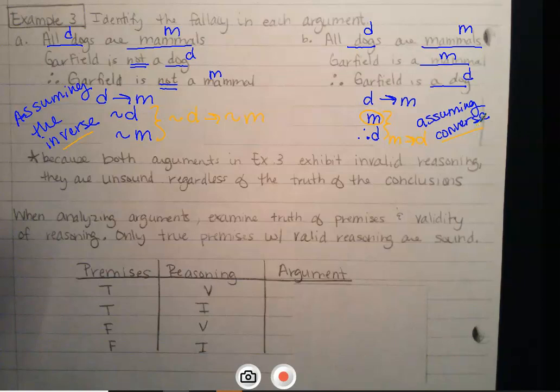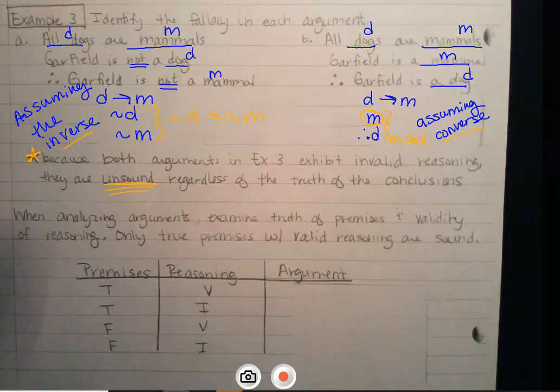All right, let's look at this star that we have. Because both arguments in example 3 exhibit invalid reasoning, they are unsound, regardless of the truth of the conclusions. Okay, they are unsound regardless of the truth of the conclusions. Perhaps Garfield is a dog, but it could be a fish, and we don't know it. But if he was a fish, I guess he wouldn't be a mammal. So maybe he's a panda bear. I don't know. It could be that the conclusion is true, but regardless, it's unsound because we have invalid reasoning.